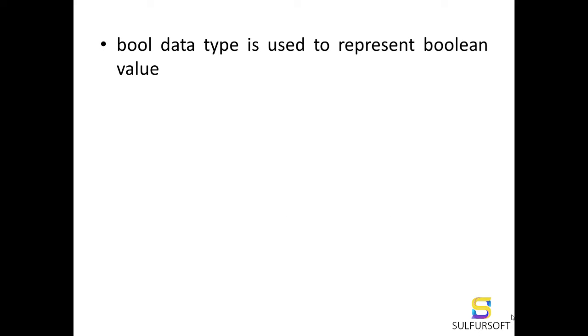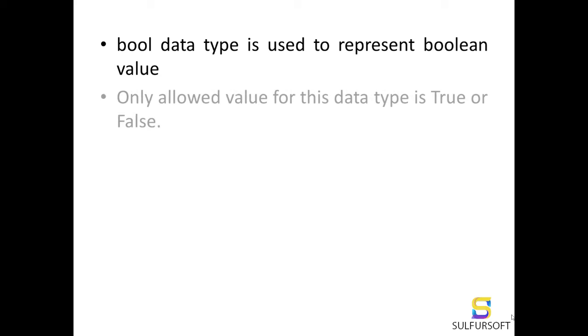Bool data type in Python is used to represent the Boolean value, as the name suggests. The only allowed values for the Boolean or bool data type are True or False. Bool data type is mostly used in conditional statements, while loops, or for any condition to check whether it is true or false, and after that a certain block is executed based on the condition. For this purpose, bool data type is very useful. Let's see some examples.